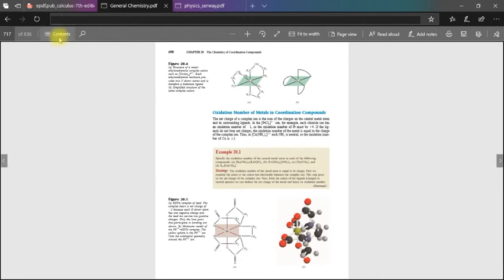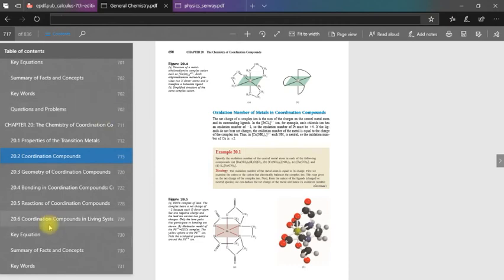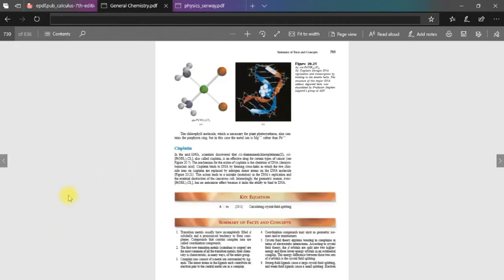Now another thing that I wanted to show here is we have key equations, right?